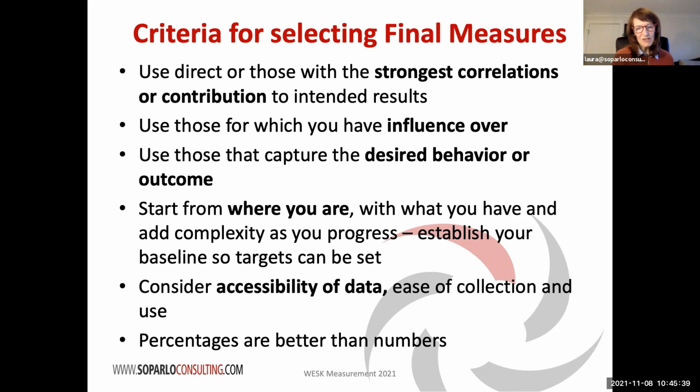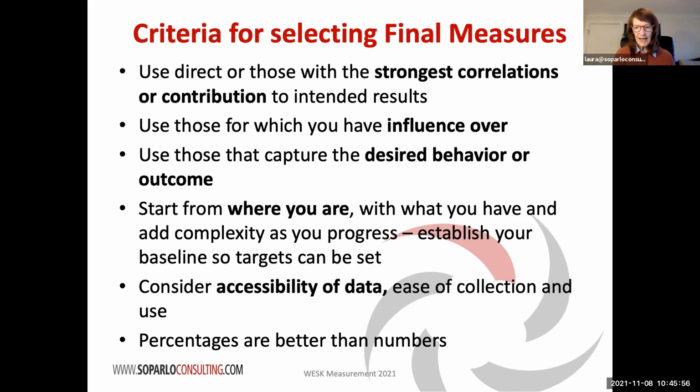And percentages are better than numbers. And what do I mean by that? A number is a picture in time. If you said a percentage, you would say we had a percentage of 5% improvement over last year. So that's when you're starting to compare year over year.